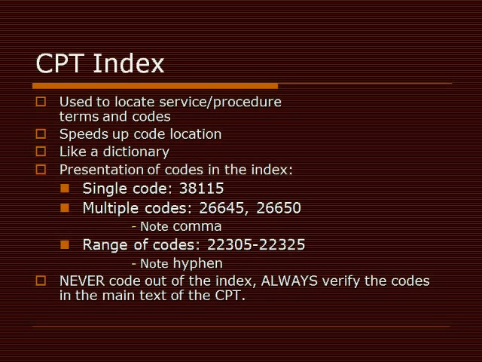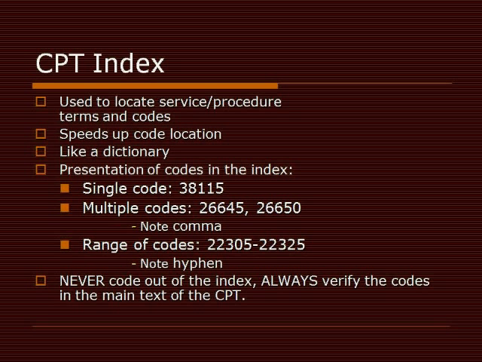The codes will appear in the index in 3 different ways. If it is a single code, simply look for that code. Multiple codes are separated by a comma, which means that you must search for each of the codes until you find the correct one. A range of codes indicated with a hyphen means that you must look for every code within that range until you find the correct one.